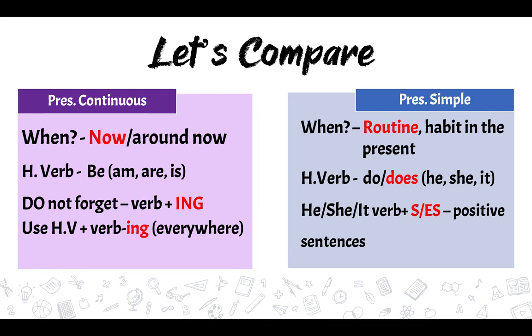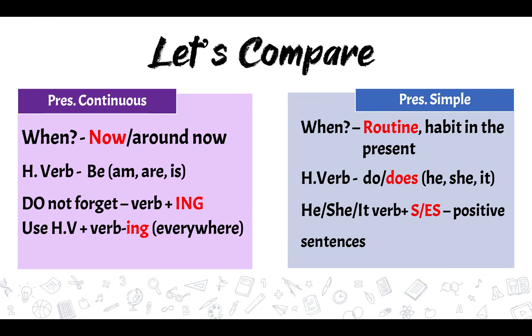Okay? Now, the helping verb that you use with the present continuous, we said that is the verb to be: am, are, is. The helping verb for the present simple is do or does. Remember, does is for he, she, it only, right? Now, one thing that is different here is that the helping verb is used in every type of sentence, like positive, negative, and interrogative sentence. While for the present simple, you use do or does only for questions and for negative sentences only.